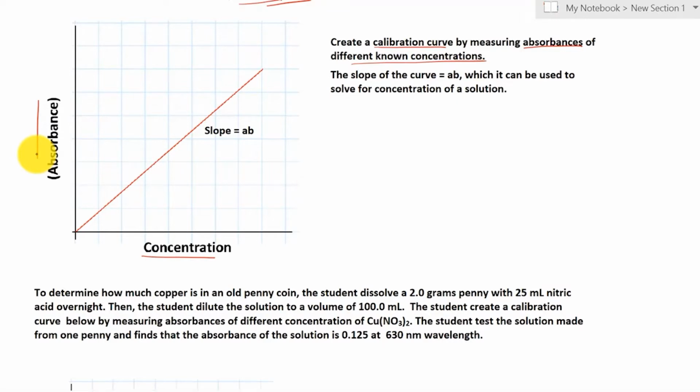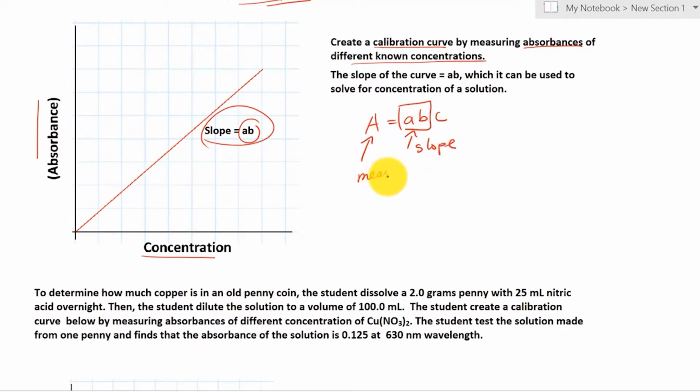Now, why would we like to make a calibration curve? Because when we create a calibration curve, we have a slope. And what's so special about slope? Well, the slope of this line gives us A times B. Remember, Beer's law is equal to A, B, C. Well, the slope is this part right here. And this can be measured directly using the spectrometer.